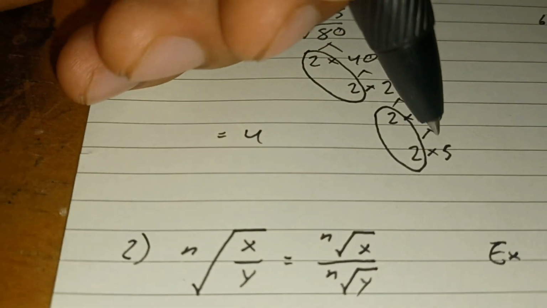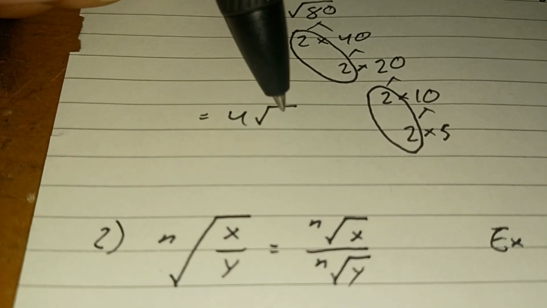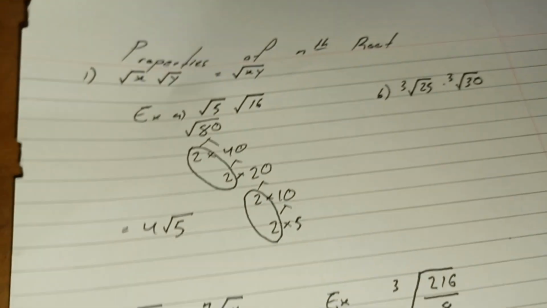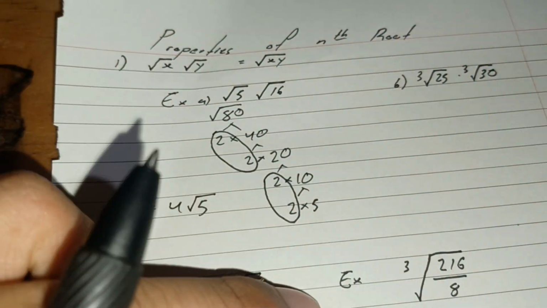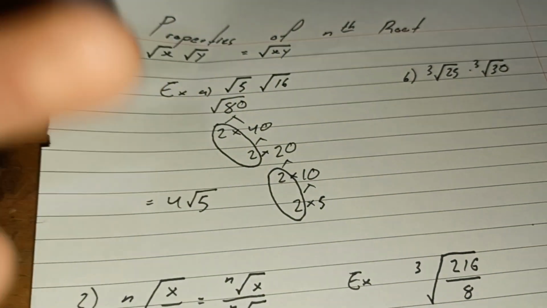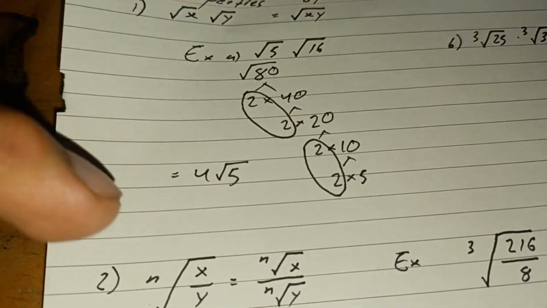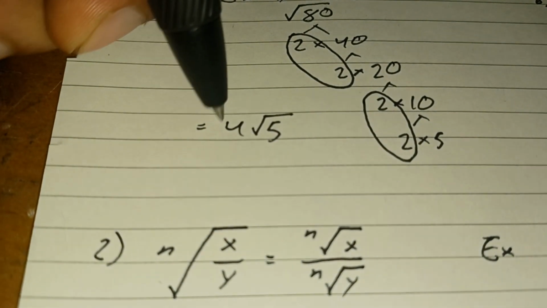But there's a 5. We cannot really form a perfect square out of 5, so we're going to leave it as square root of 5. Like that. Factor tree, find the perfect squares, take them out. Whatever is left has the square root over them, right? So 4 times the square root of 5. That is how you simplify it. So that's going to be your answer.